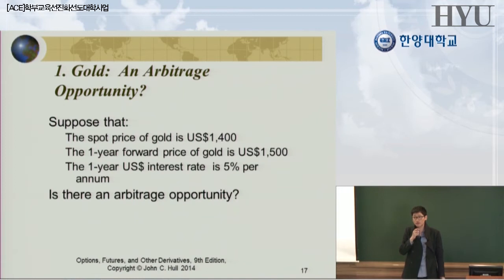Then what should we do to get the profit? We call it bullish: buy low and sell high. We should buy the undervalued spot gold and then take a short position in the overvalued forward contract. And then we can get an immediate profit without any investment. That's the concept of arbitrage.